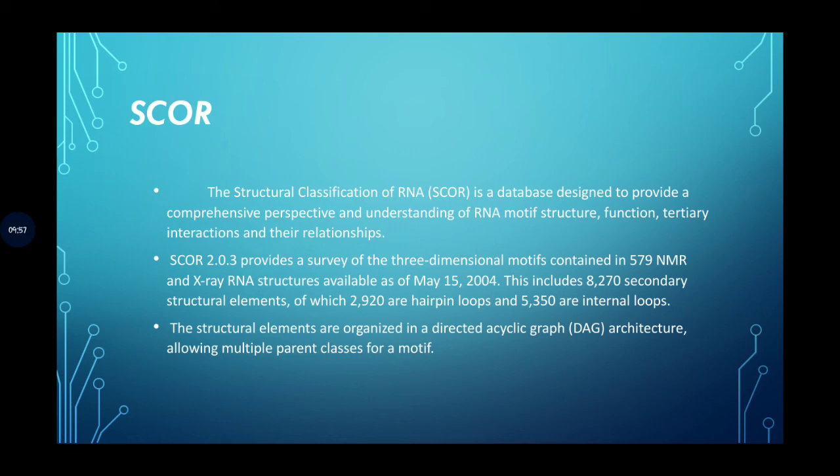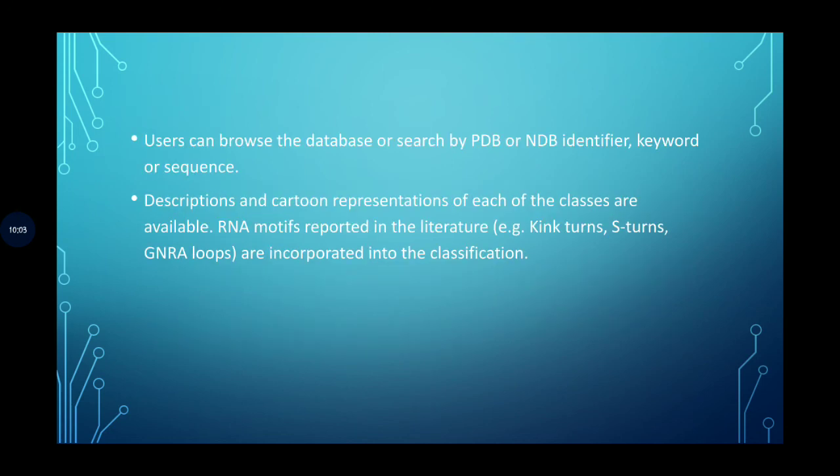That means they have different routes to the same motif, different ways to the same motif. They can have different origins. Users can browse the database or search by PDB identifier, keywords, or the sequences, description, and cartoon representation. Each of the classes is a motif reported in the literature. Examples: kink turn, S turn, and GNRA loops are incorporated into this classification of SCOR.